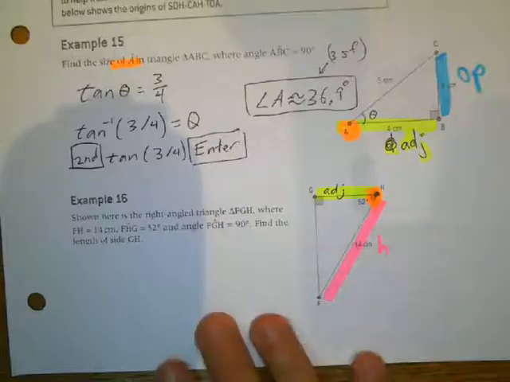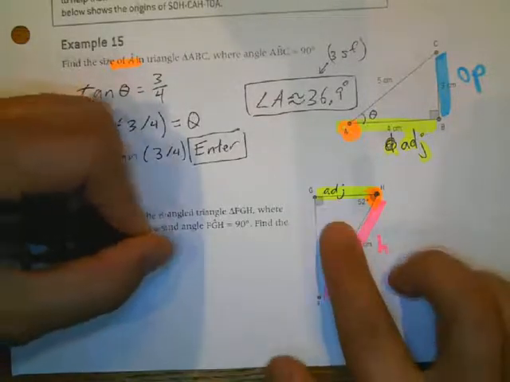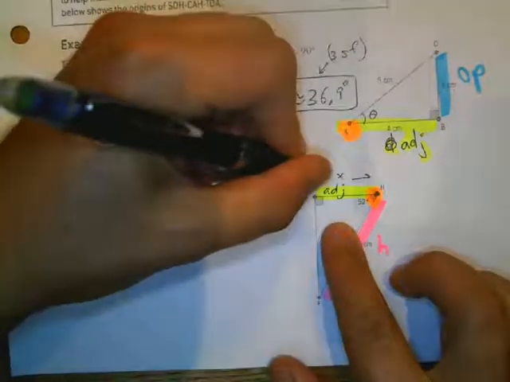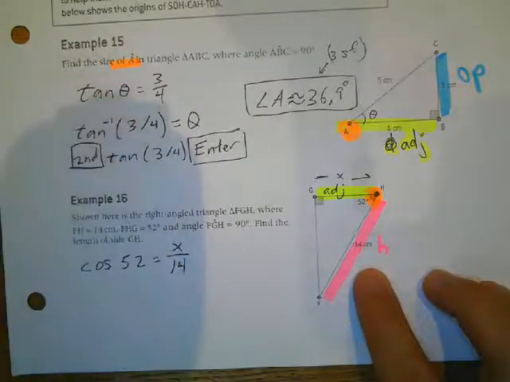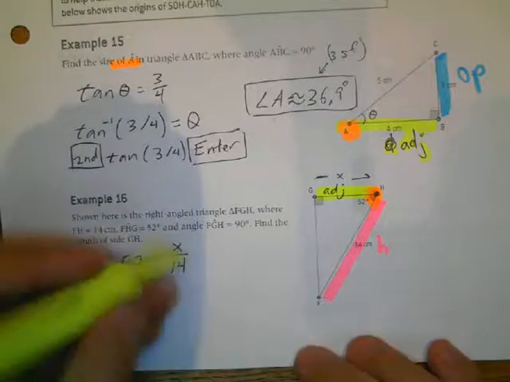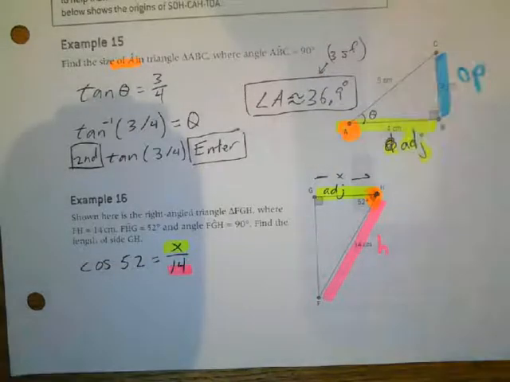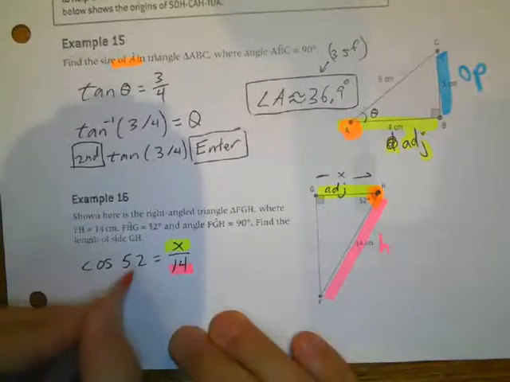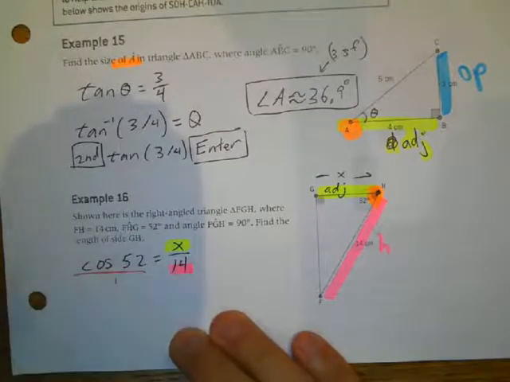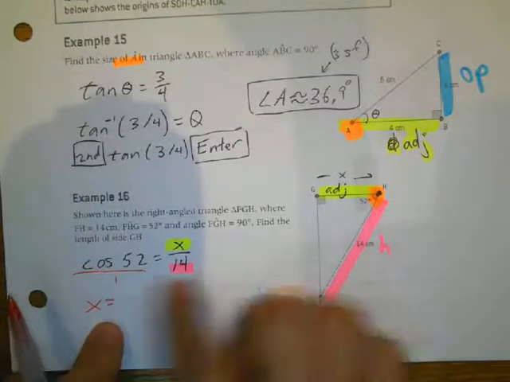So let's write this out. We've got cosine 52 equals adjacent over hypotenuse. I'm just going to call that x there. So we've got x over 14 because cosine is adjacent over hypotenuse. For solving for x, I could put this over 1 and cross multiply, and then I would have 1 times x, I'm just going to call that x, equals 14 times cosine 52.